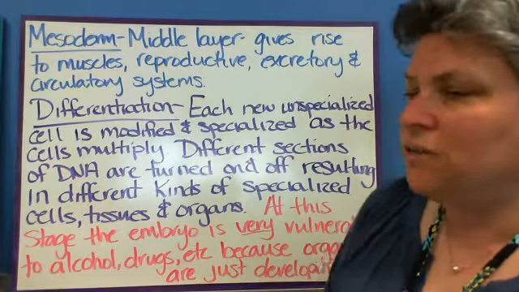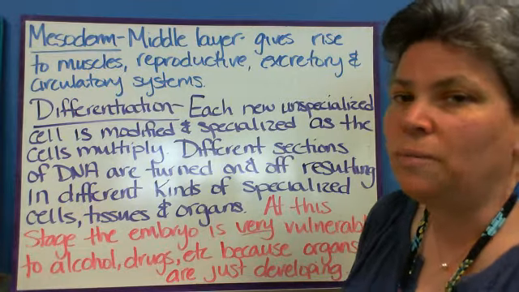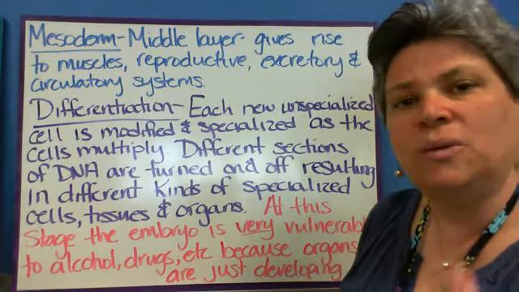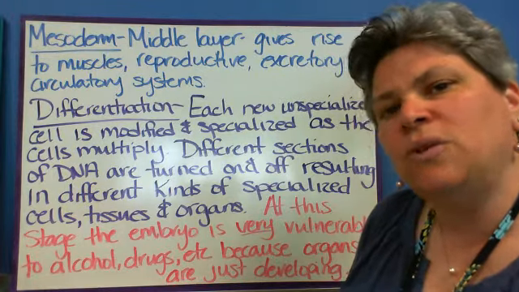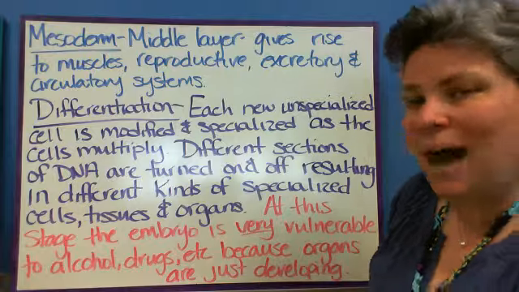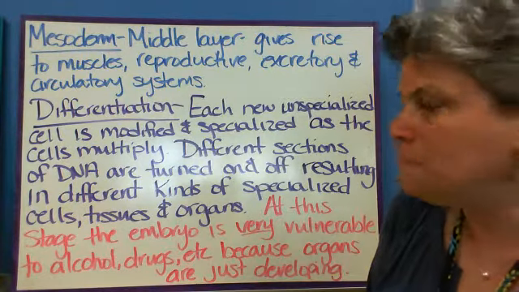So the definition for differentiation: each new unspecialized cell, remember after mitosis it was identical copy, identical copy, identical copy, so each one of those unspecialized cells is modified and specialized as the cells multiply.